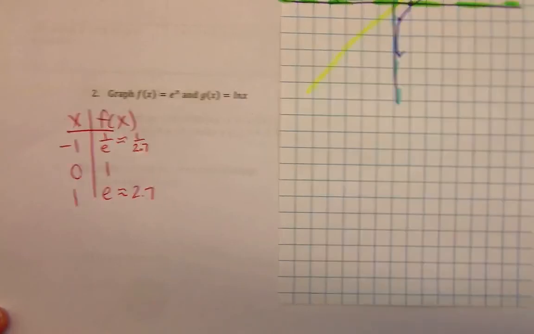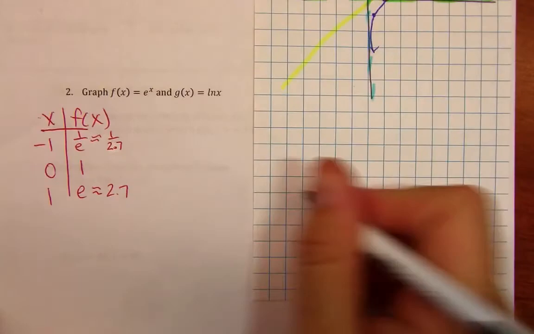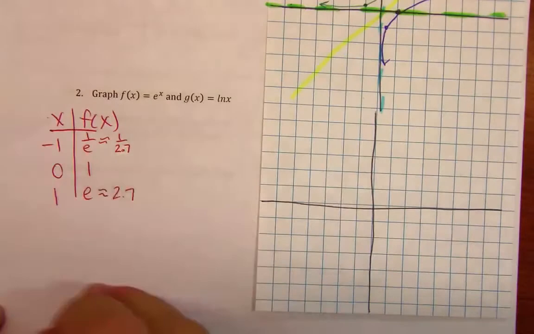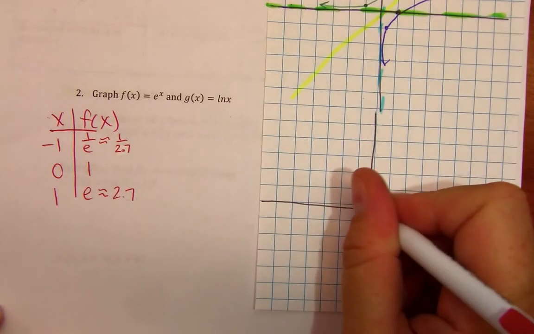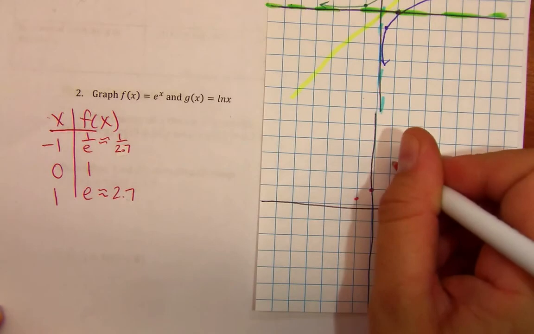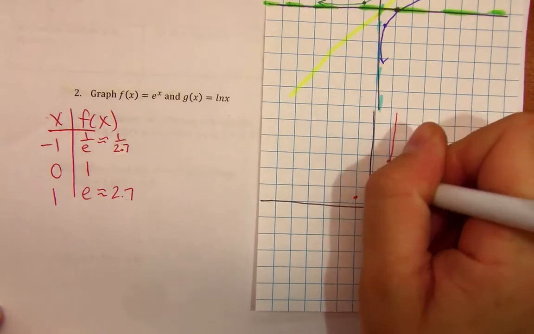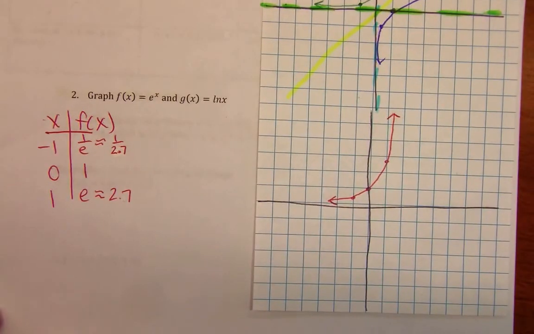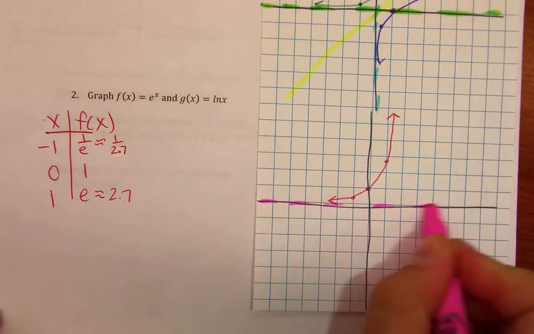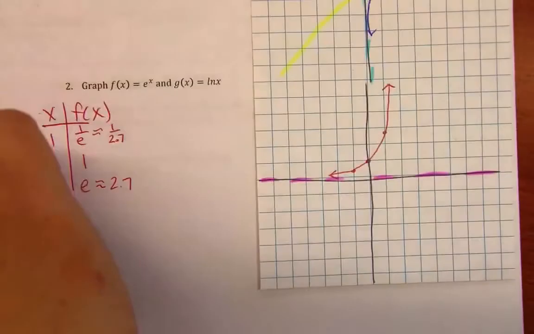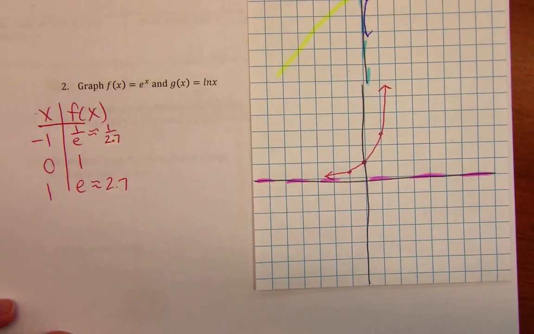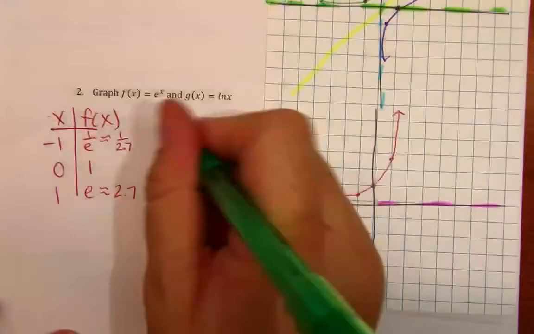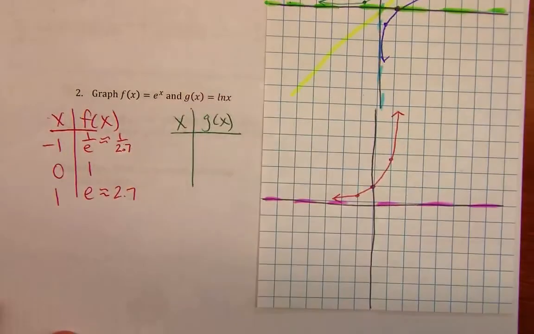Okay. Now let's go ahead and graph that so far. So I have -1 is about right here, 1, and then 2.7. And that's my graph. And my horizontal asymptote. And then I can go ahead and I can graph my other function, which is g of x. And they switch.